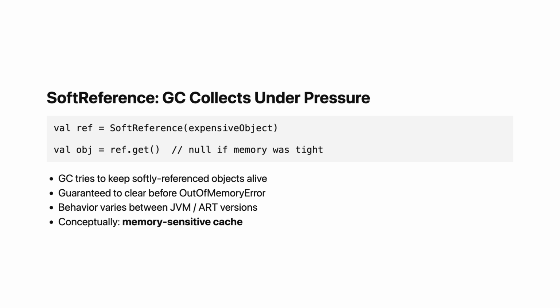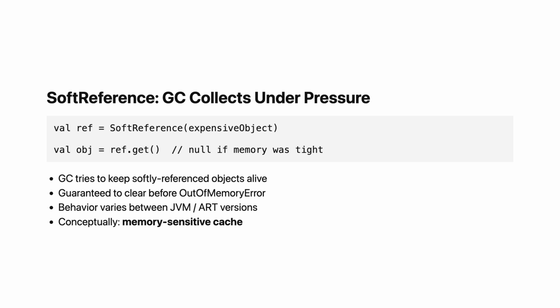In practice, the exact behavior varies between JVM implementations and Android runtime versions. Some implementations are more aggressive about clearing soft references than others. This unpredictability is part of why soft reference has fallen out of favor for certain use cases.